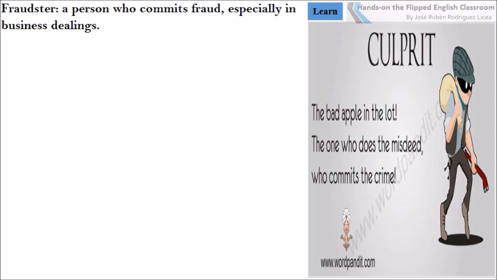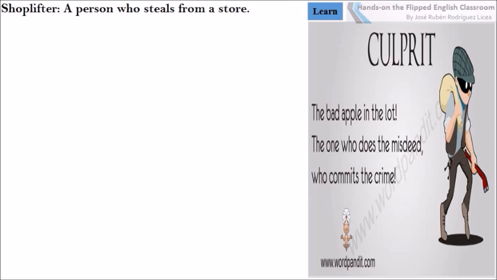Fraudster, a person who commits fraud, especially in business dealings. Robber, a person who steals from another person. Shoplifter, a person who steals from a store. Smuggler, a person who imports or exports prohibited goods.